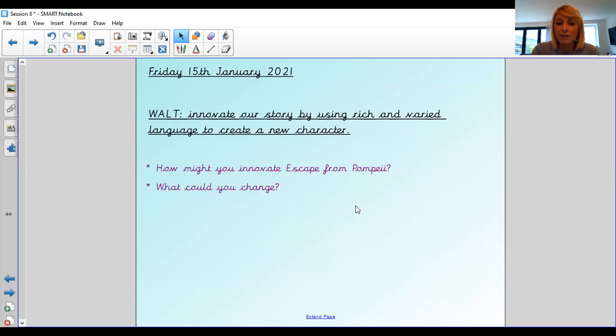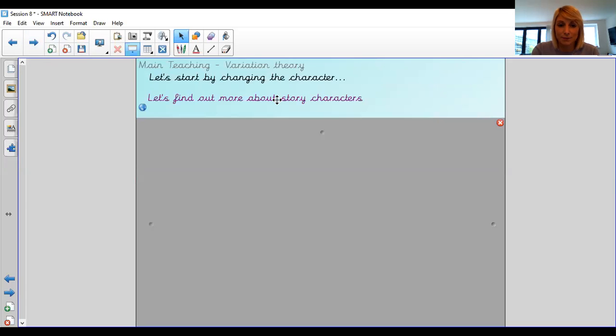So our WALT is to innovate our story by using rich and varied language to create a new character. So we've talked about rich language already. Let's have a think about our characters. So I'm going to play you a video now, and it's going to tell you a little bit more about story characters and how you can create your own characters, okay? So I'll just share that with you now. It's only a short clip, but watch carefully because it will help you to understand how you can create your own characters using your own ideas.